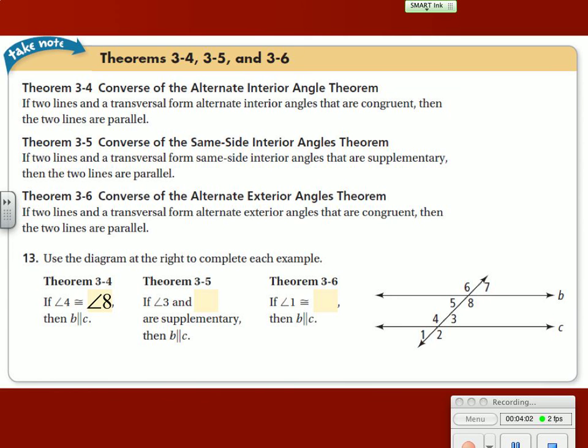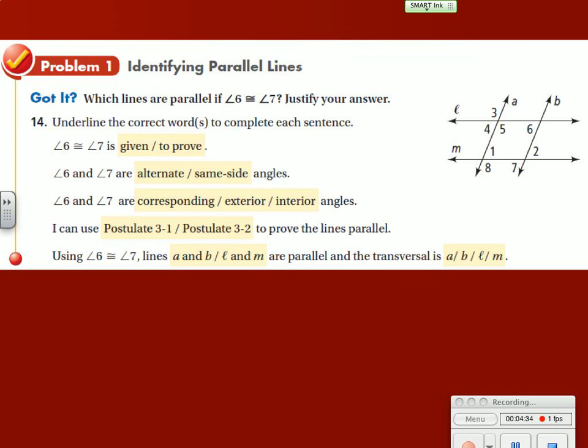So theorem 3-4: if angle 4 is congruent, that's alternate interior, so if angle 4 is congruent to angle 8, then B is parallel to C. Theorem 3-5: if angle 3 and angle 8, which are same side interior angles, are supplementary, then B is parallel to C. And finally, if angle 1 and angle 7, which are alternate exterior angles, are congruent, then B is parallel to C. So we can identify parallel lines based off of these different angles that we have. So how do we identify parallel lines?